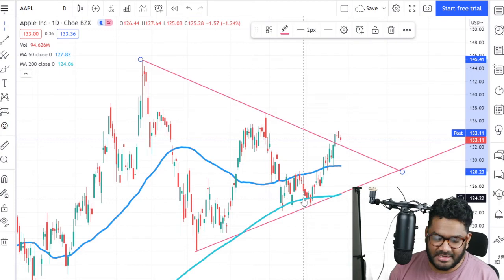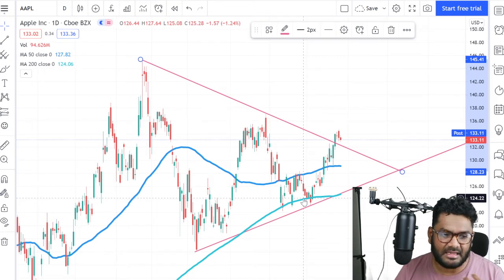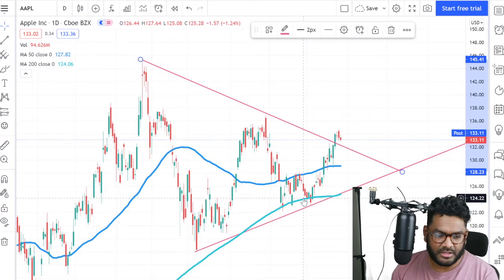The blue line, that is the 200 days moving average, and you should know how to make this using TradingView, or any chart. You can use even Yahoo Finance for that matter. You can make a moving average and do all these things. All I want you to notice here is the 200 days moving average and the 50 days moving average.